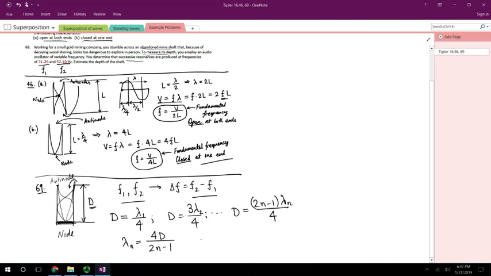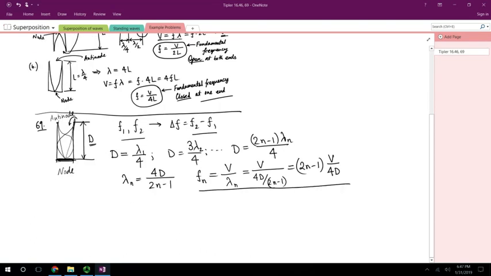All right, and then we know that the nth frequency, fn, must be equal to v over lambda. That's the relationship between frequency, speed of sound, and wavelength. So this equals v divided by lambda n, which is 4d over (2n minus 1). If I plug this in and bring the 2n minus 1 to the numerator by flipping it, we get (2n minus 1) times v over 4d. Okay, so this is one of the frequencies.